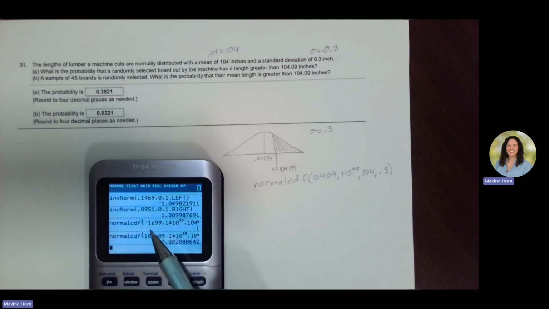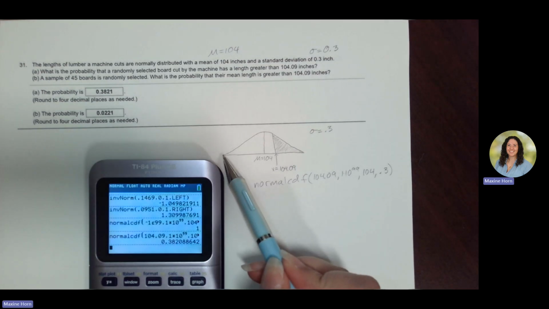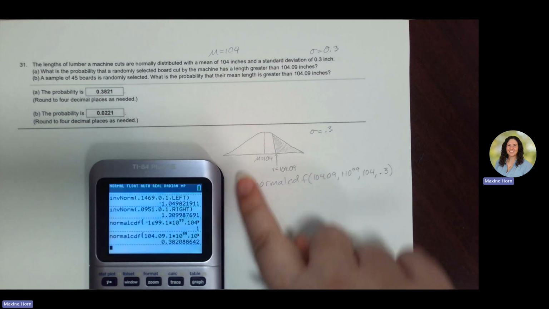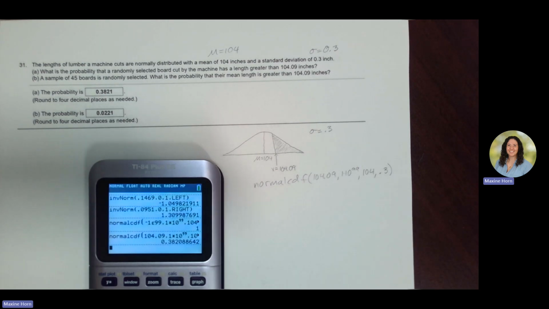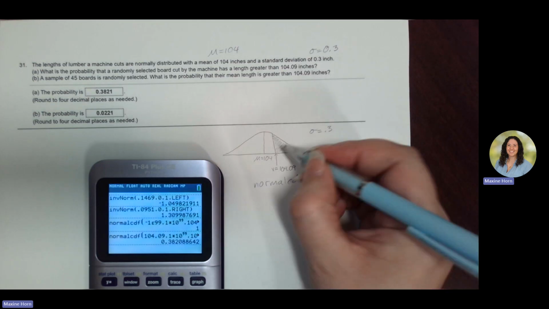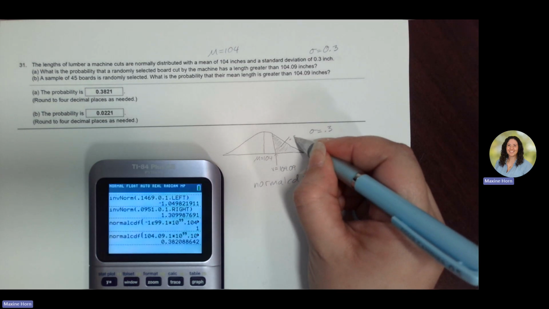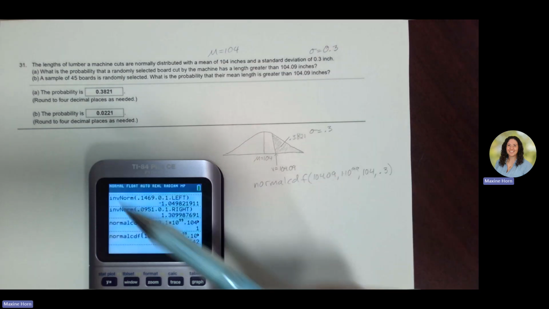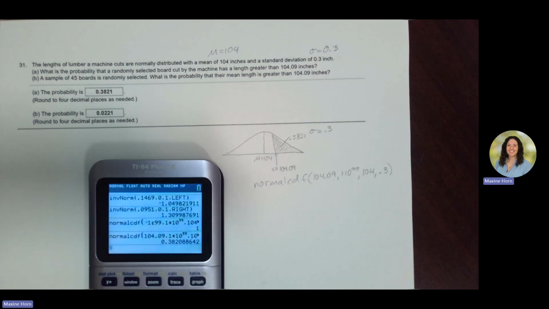Quick side note, I typed in a super low number and then a super high number, right? As low as I can go and as high as I can go. That's why it gave me an area of 1, because I pretty much asked it all the way to the left and all the way to the right as my bounds, and that's everything. All right, so when we have 104.09 plugged in correctly, we get that the probability is 0.3821 if we go to 4 decimals, like they asked us to. Okay, now here's where the other part of this chapter comes in, part B.